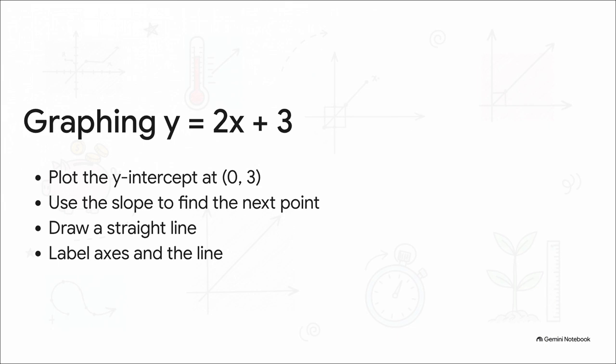Every single time, you're going to start by plotting the y-intercept first. So put a dot at (0, 3). Next, use your slope of 2 to find the next point. You rise up 2 spaces, run 1 space to the right, and drop your second dot. Then, just draw a straight line right through them, label your axes, and you've literally just mapped your equation.